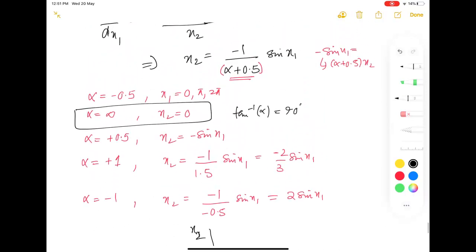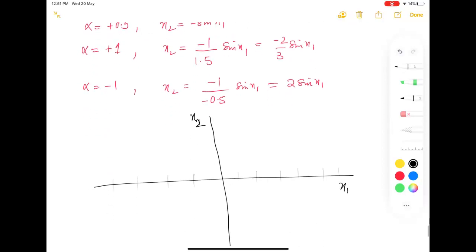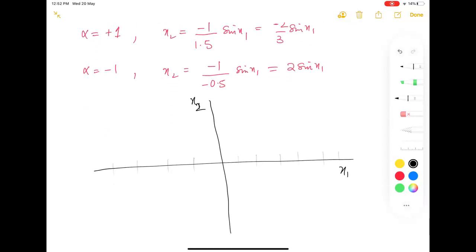Now the next line is the x1 is equal to 0 line. X1 is equal to 0 line would be cut at tan inverse minus 0.5, which is approximately minus 26 degrees. So the x1 is equal to 0 line, which is the x2 axis, is going to be cut at approximately minus 26 degrees. So we can draw lines like this.